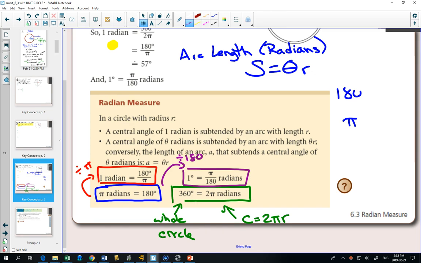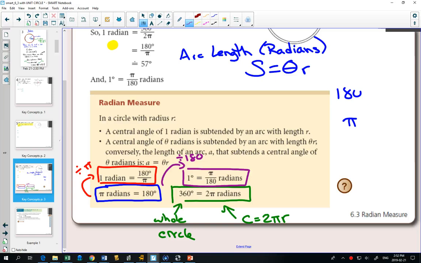And those red and purple boxes can be very helpful if you had to convert. If I wanted to convert 90 degrees to radians, I could just take the purple box and multiply both sides by 90. And then I would have 90 degrees is equal to 90 pi over 180. I could also get 90 degrees by taking the blue box and dividing both sides by 2. So we can use these ideas to convert from one measurement to another.